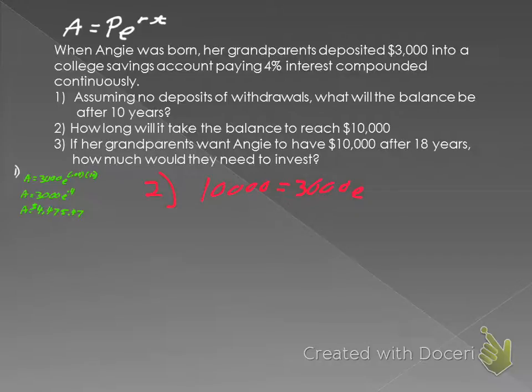We still have the e. We still have the 0.04 interest rate. What we don't know now is how long. We don't know t. So now you want to do a couple of things. The first thing I would do, since this is just a number that times the e, is divide both sides by 3,000. So I'm going to get, because I love fractions, 10/3 equals e to the 0.04 t power.